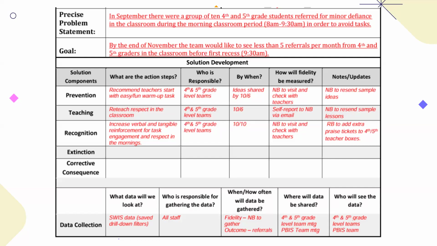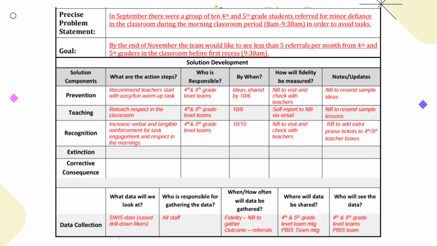So we have an area where there's a solution development. On the left-hand side, we have our solution components, including the prevention. How are we preventing that behavior as much as we possibly can in the first place? How are we teaching appropriate skills? Recognizing, extinction, meaning getting rid of the behavior as much as possible, and then corrective consequence. Let's correct those behaviors. Up at the top, we have our action steps. What steps do we need to take in order to implement these solutions? Who is going to be responsible for completing these action steps? When do we expect them to be completed?